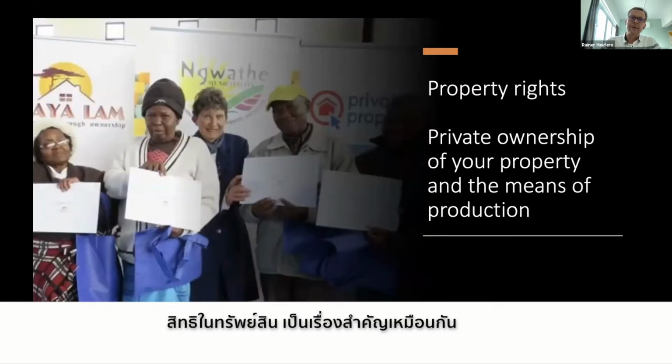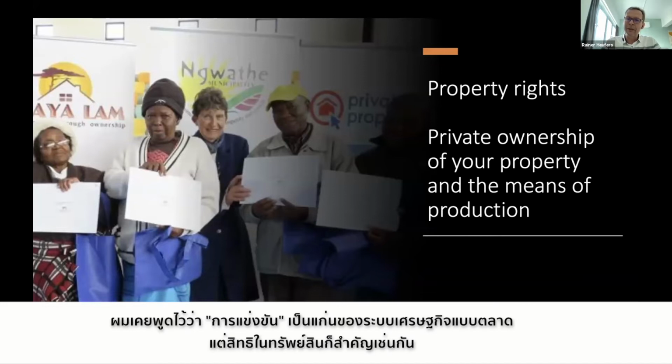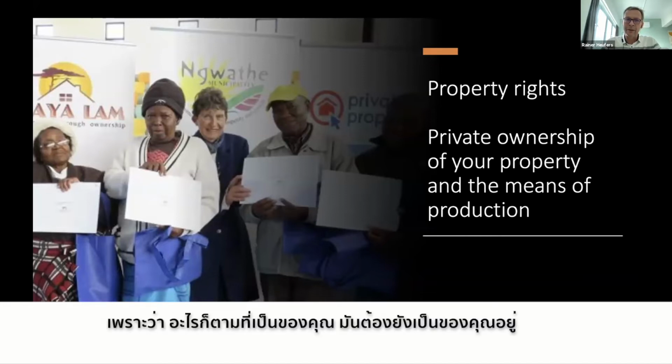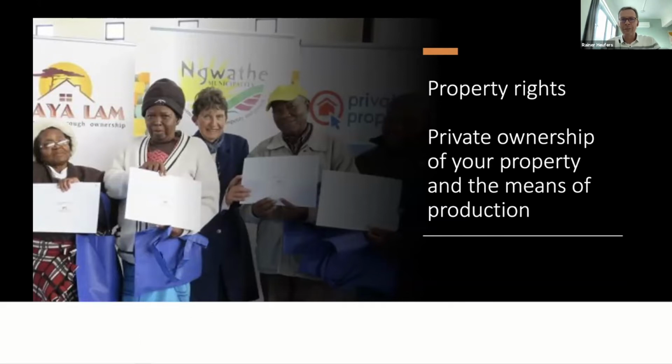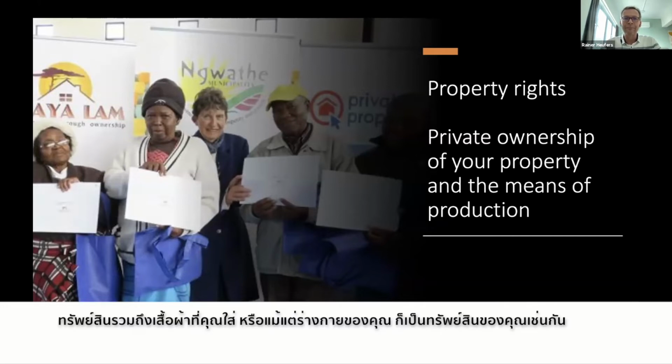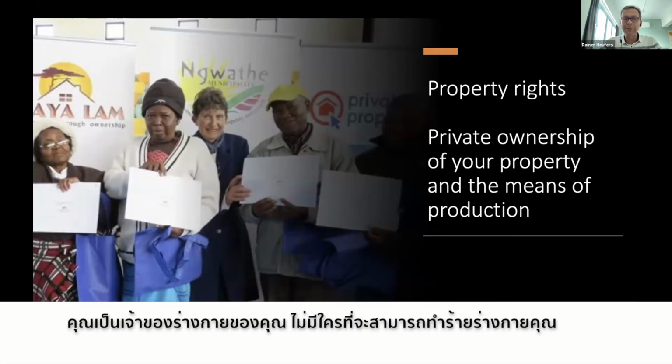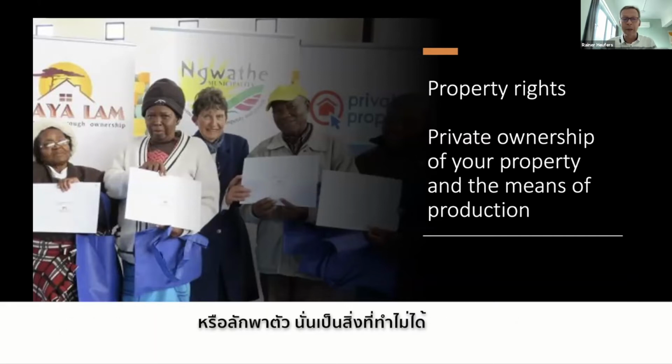Important one is property rights. I said it's all about competition, but property rights matter here because what you have needs to remain yours. And property rights is not only, it sounds like the rich want it, but everyone has property. It might just be your clothes on your body, or it might just be your body itself. You own your own body. Nobody is allowed to harm your body, take it away from you by killing you or kidnapping you.